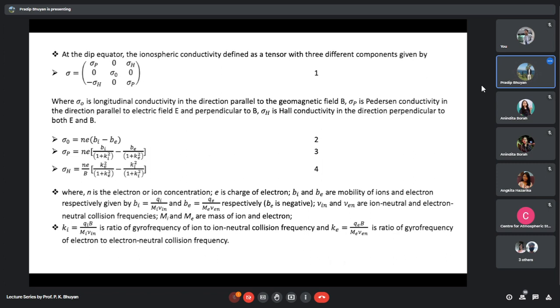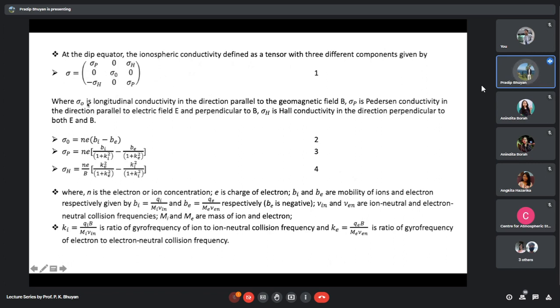Now, for current to flow, the ionosphere needs to be conductive. So the ionospheric conductivity above the equator at these heights, or at any height, will be defined by this tensor. We have three defined components for ionospheric conductivity. Look at this. This is ionospheric conductivity: sigma P, sigma H, and sigma naught.